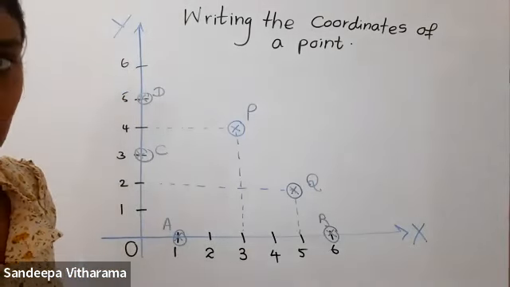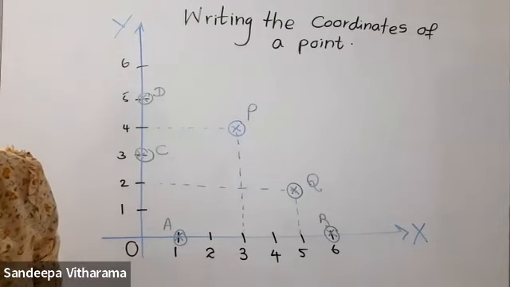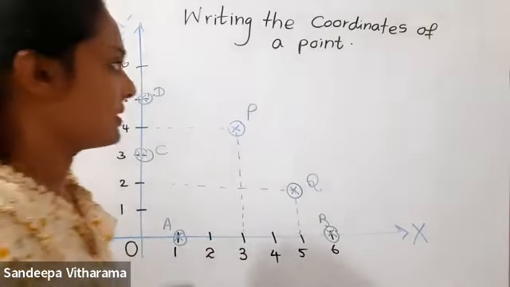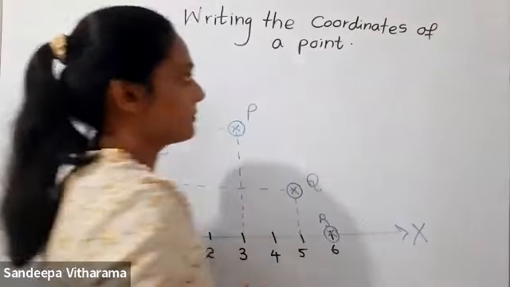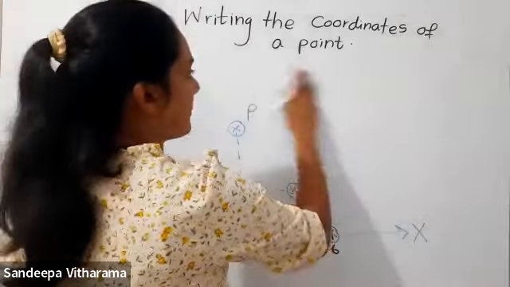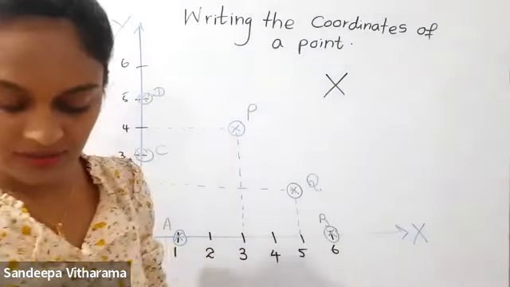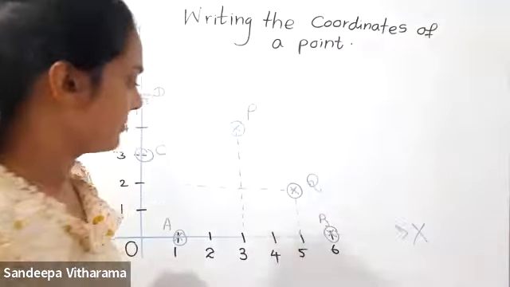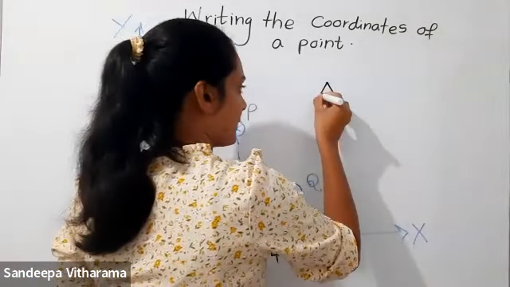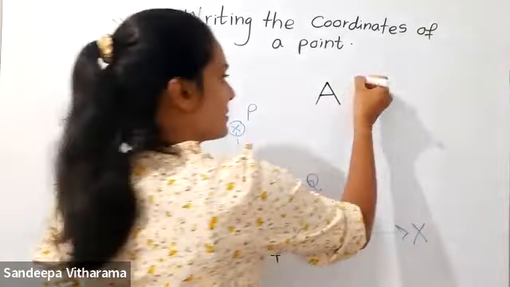Here you can see I marked 6 points on this coordinate plane. Remember that when we write the coordinates of a point, you may think that if the point is, I will take the point as x. In general, we take point A. I'm going to write the coordinates of the point A.